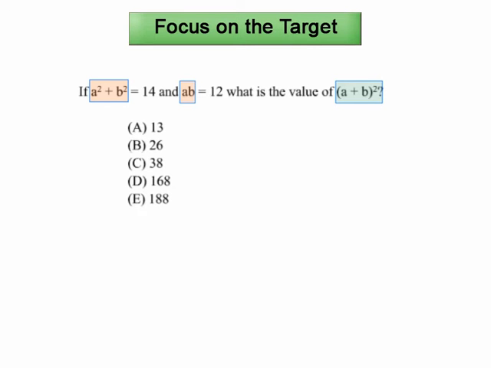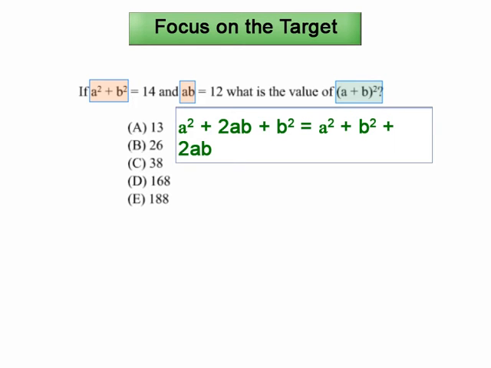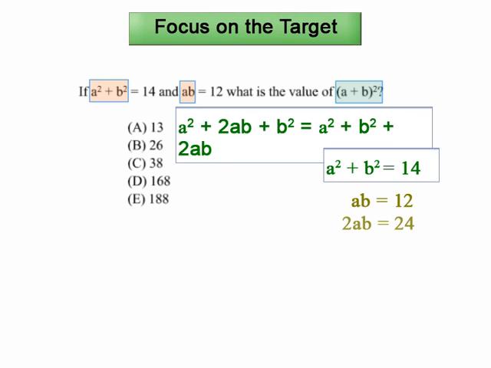All we can do with this problem, the only operation we can perform with what we're given here, is to FOIL a plus b squared. When we do that, we get a plus b squared equals a squared plus 2ab plus b squared. Now I see where ab and a squared plus b squared fit in, because when I take this apart, I can say that a squared plus 2ab plus b squared equals a squared plus b squared plus 2ab. Well, since a squared plus b squared is 14 and ab is 12, 2ab would be 24. So I add 14 and 24 and I get 38.